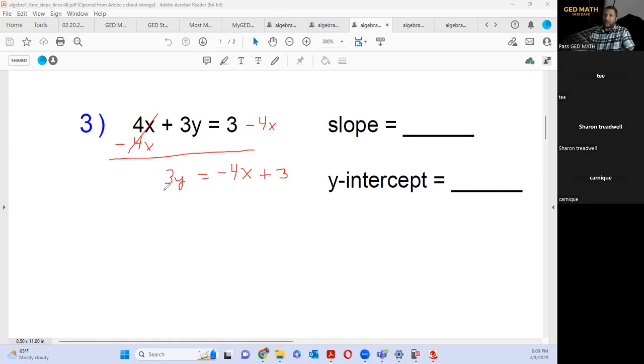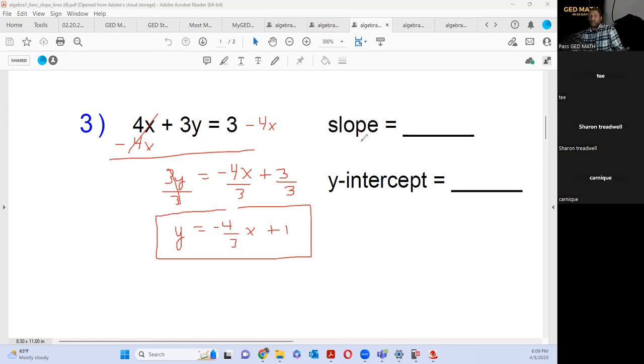Now, y is not by itself. Since it's being multiplied, I need to divide by 3. Since these are unlike terms, everything has to be divided by 3. But I'm going to put them under each other separately so you can see it. So those 3's cancel. y equals minus 4/3 x plus 1. And then you would say, okay, what's the slope of this equation? It's 4/3. What kind of 4/3? Negative 4/3, sorry. And what's the y-intercept? 1. Plus 1. So that's what they want you to do, okay?